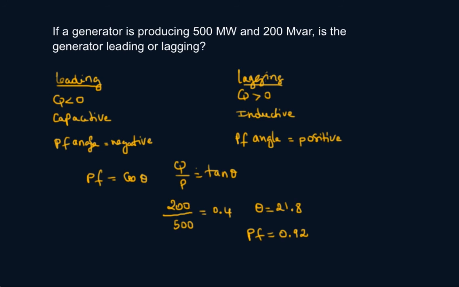So here in this problem, during the exam, you can just look within 2 seconds and realize that this is a lagging system just by looking at the 200 mvars, because reactive power is positive. Some people can quickly recognize that, some people don't, and they can go ahead and calculate the power factor, in which case, this is how you calculate the power factor angle. All right.